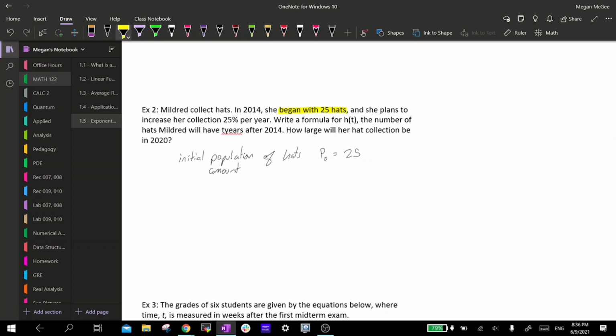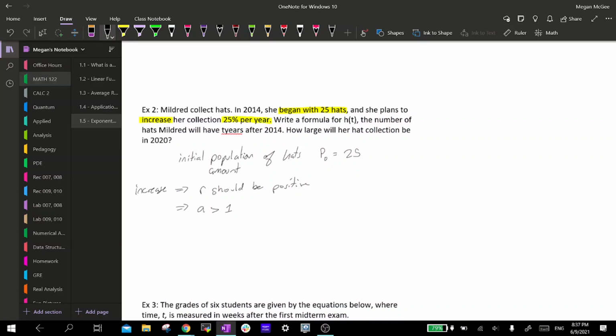All right, she also plans to increase her collection. So we know increase tells us that R should be positive, and also that A is going to be greater than 1. That's everything we get from increase.